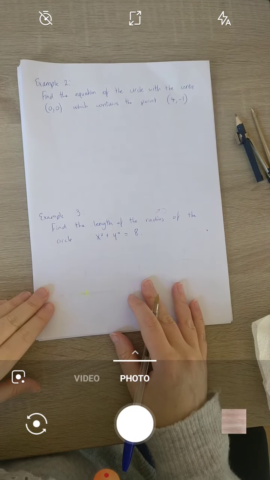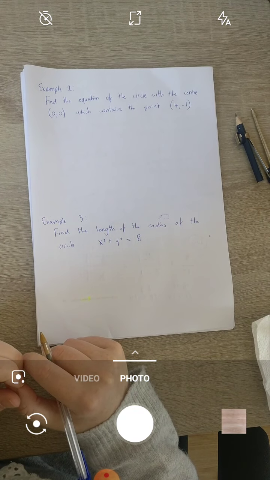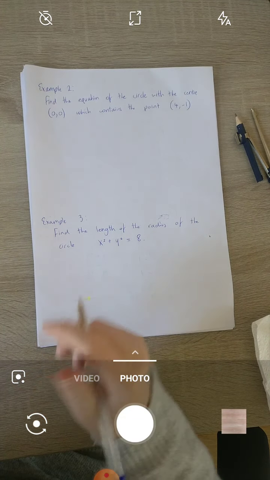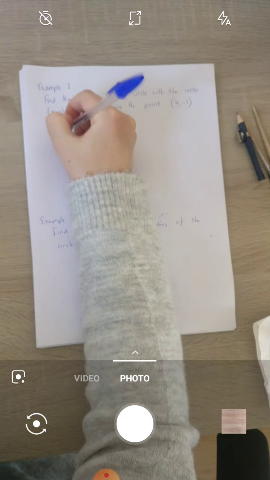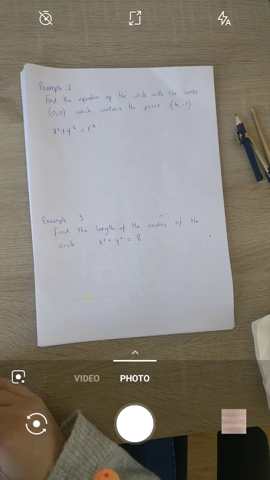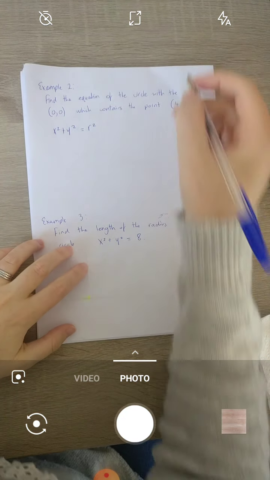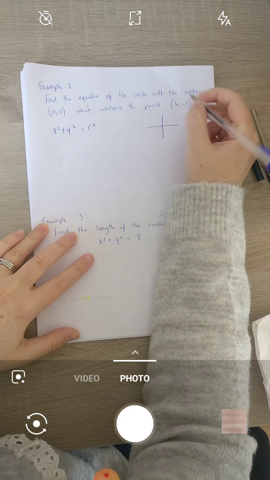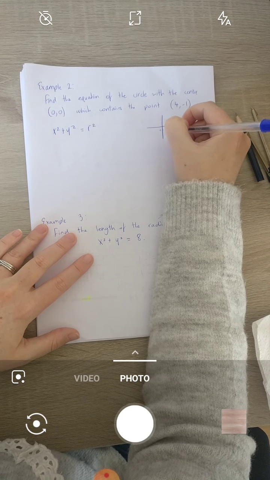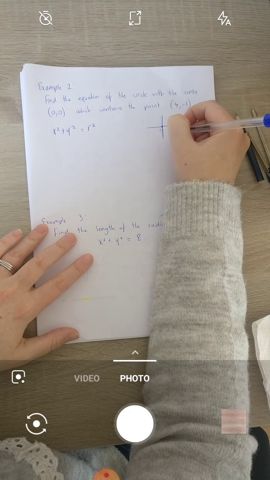Next question: find the equation of the circle with the center 0, 0, which contains the point 4, minus 1. Again, when it says the center is 0, 0, the first thing we're going to write down is x squared plus y squared equals r squared. If it says it contains the point 4, minus 1, say this is 4 on the x-axis and say minus 1 is here. If the center is 0, 0 and the circle contains this point, that means it's on the circle.